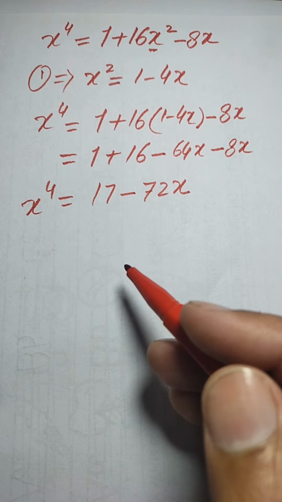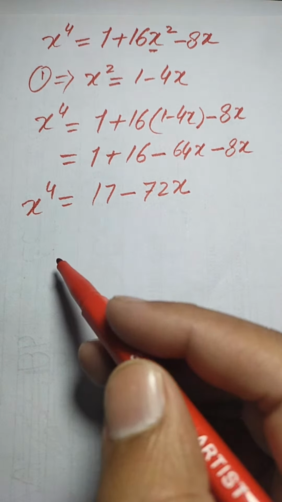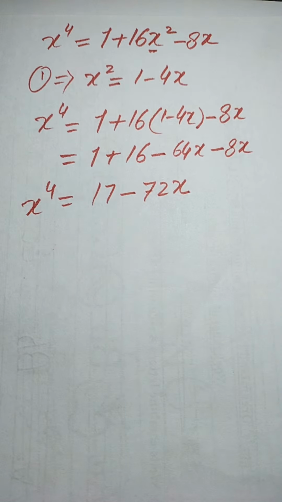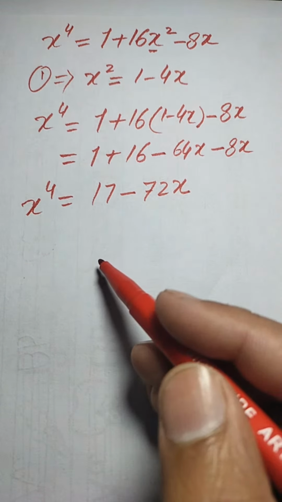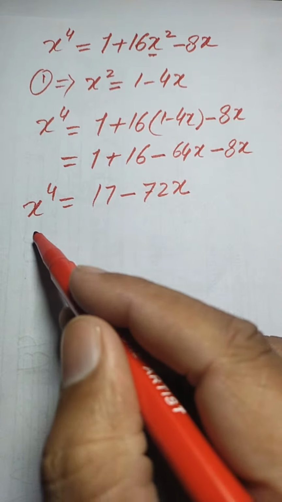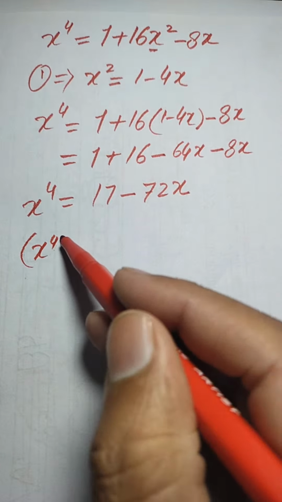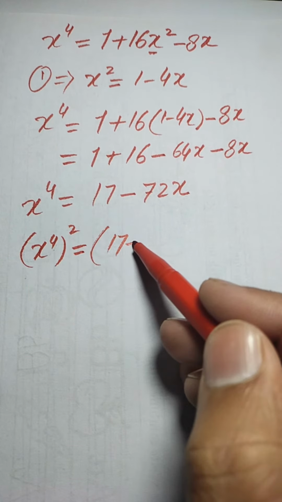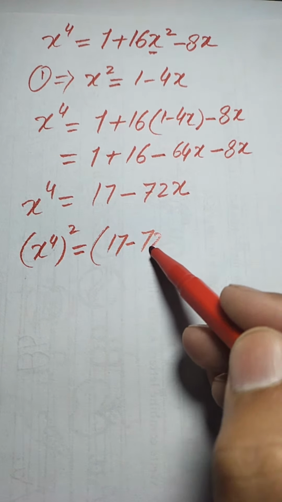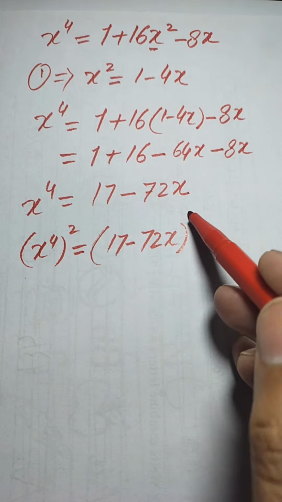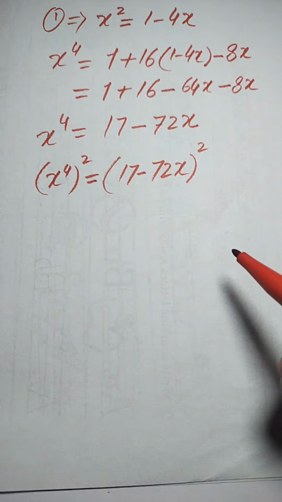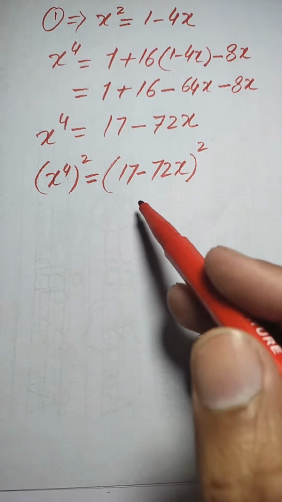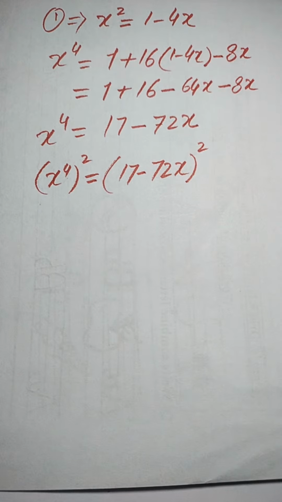So for this we again take a squaring on both of the sides. So when we again apply squaring on both of the sides, it will be written as x to the power of 4 and its whole square is equal to 17 minus 72x and its whole square. So here we need to simplify this equation.